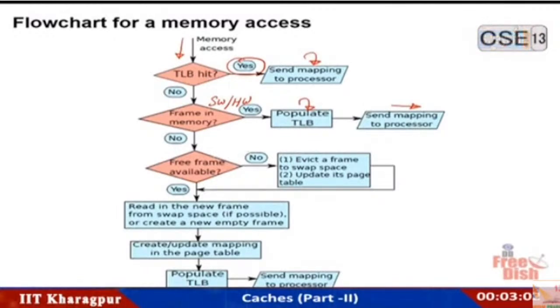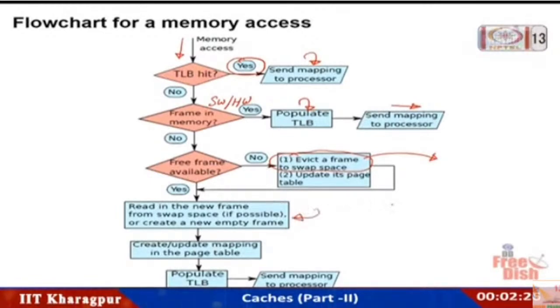If it is not there, then we have a page replacement policy which follows the same methods as cache replacement, FIFO, LRU and so on. So we evict a frame to the swap space. We update its page table entry, so we need to update the TLBs and the page table to indicate that this frame no longer exists in main memory, but has been sent to swap space. Now that a free frame is available, we read in the contents of the new frame from the swap space if possible, or we create a new empty frame.